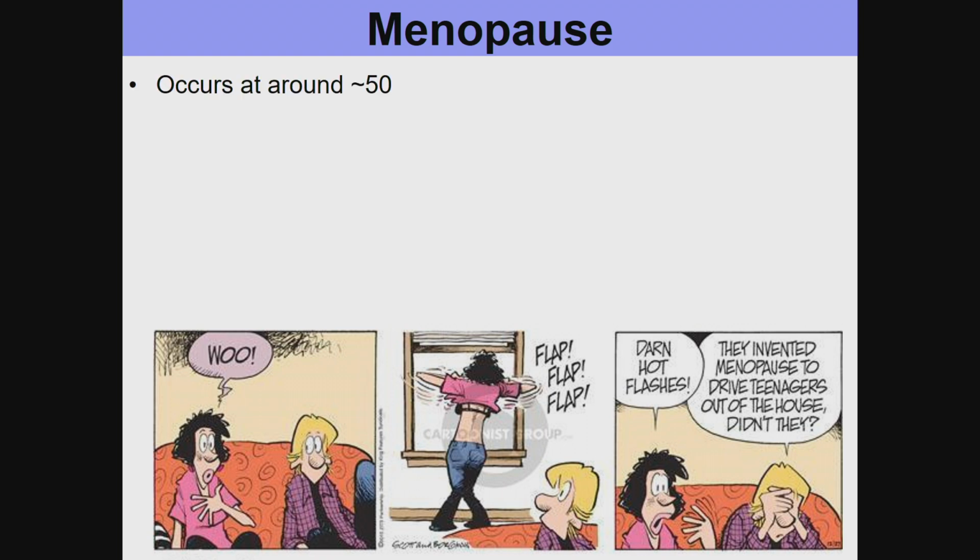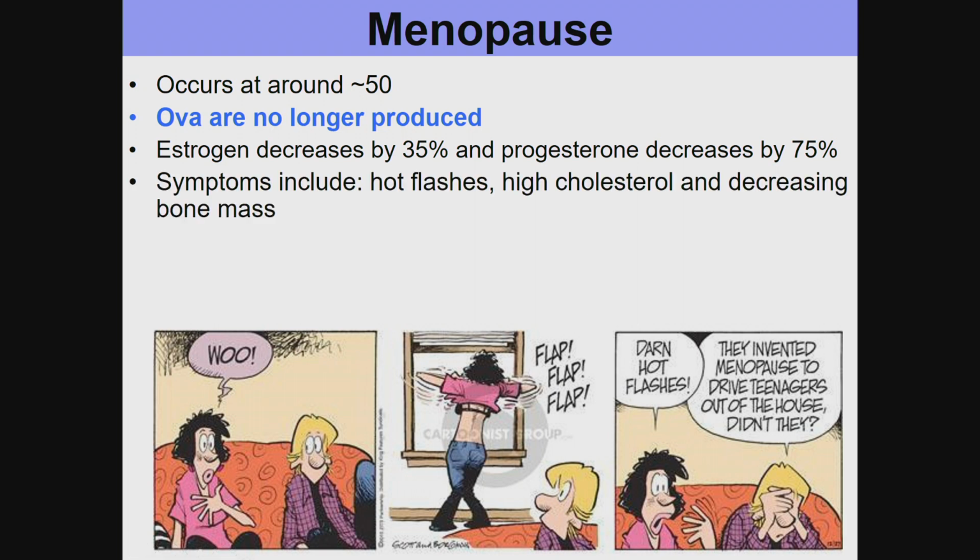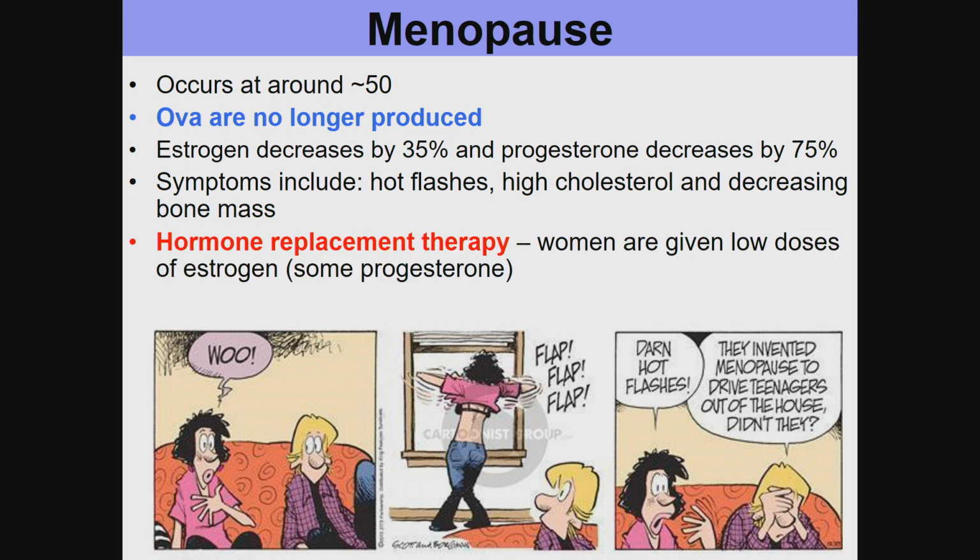Menopause occurs around age 50. The ova, which is plural for ovum, are no longer produced. Estrogen decreases by 35% and progesterone decreases by 75%. Symptoms include hot flashes, high cholesterol, and decreasing bone mass. A woman could have hormone replacement therapy in which they're given low doses of estrogen and some progesterone.